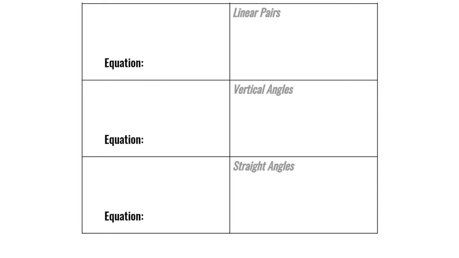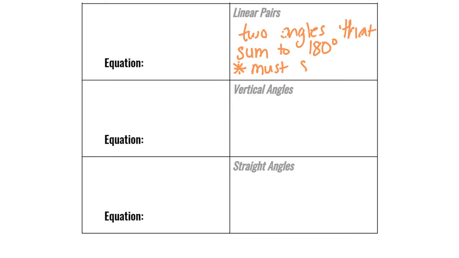The other 3 kinds of angles we're going to talk about today are linear pairs, vertical angles, and straight angles. A linear pair are 2 angles that sum to 180 degrees. And that is exactly the same thing as supplementary angles, but linear pairs must share a side.